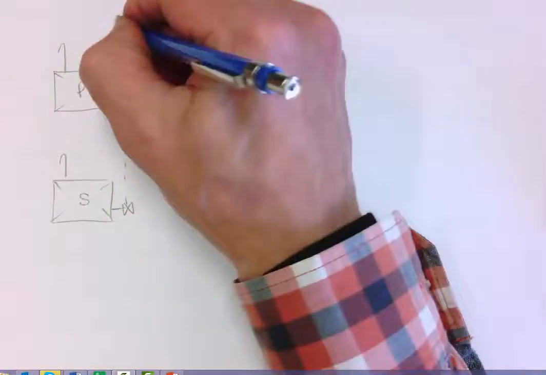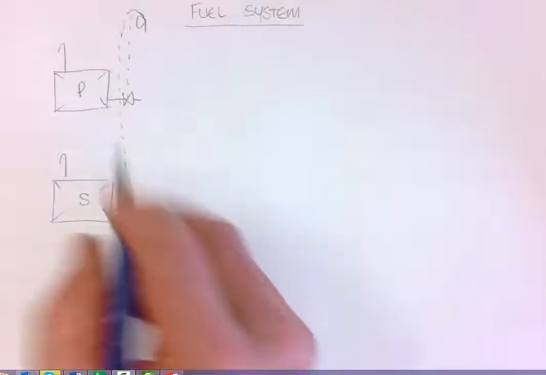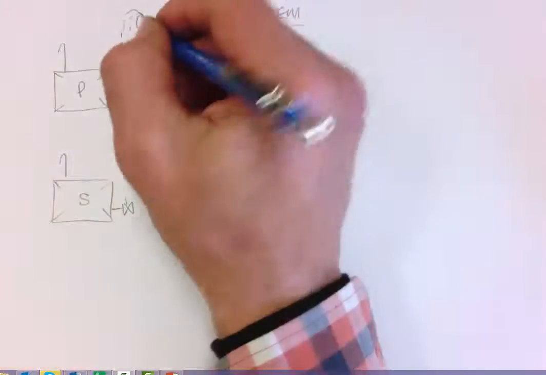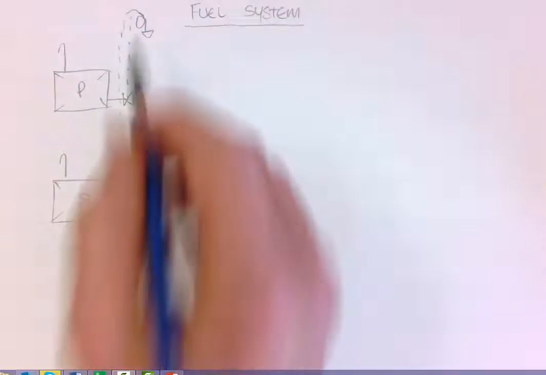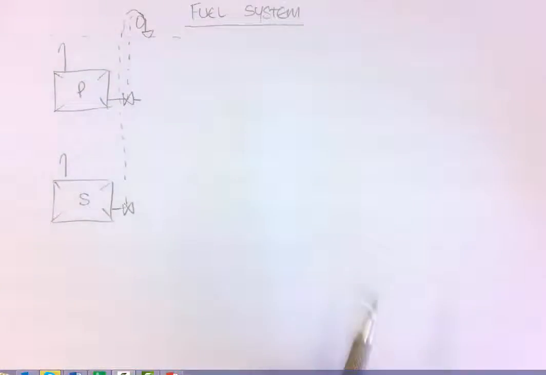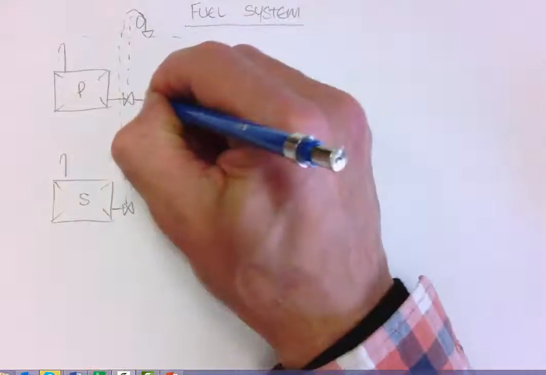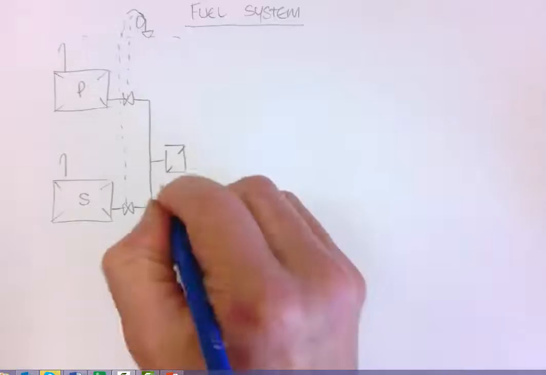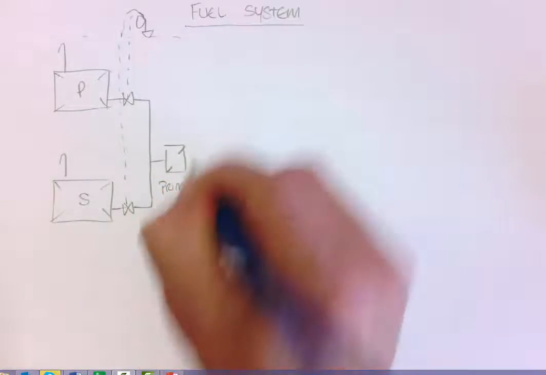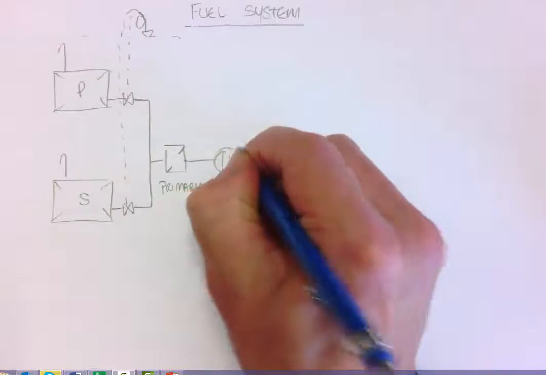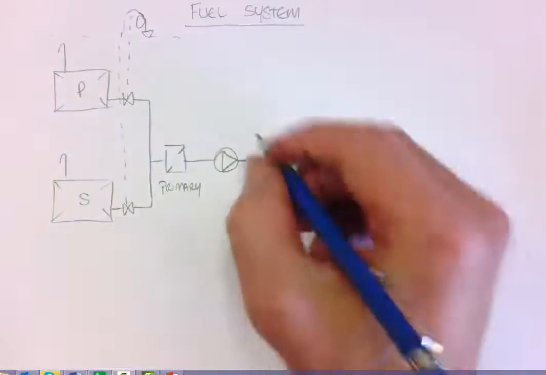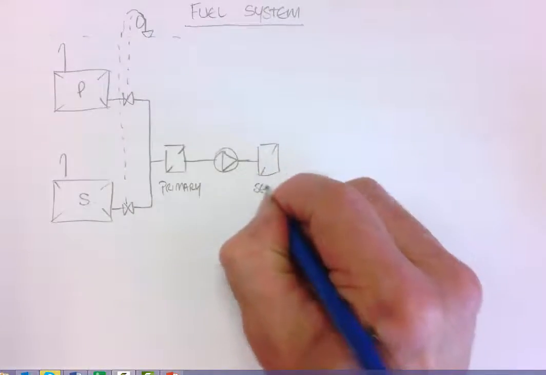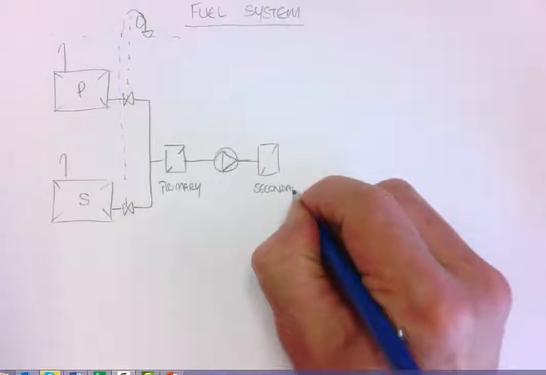Why do we have these? In the event of a fire in the engine room, we want to isolate the fuel tanks. We can do that remotely with a pull system that's outside of the engine room space. Okay, so from there we go to our primary fuel filter. A lift pump. Now, a lift pump is a small pump normally driven off the engine, which feeds our secondary filter, and this supplies our injection pump.